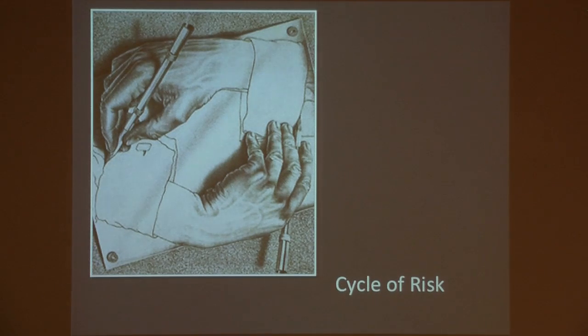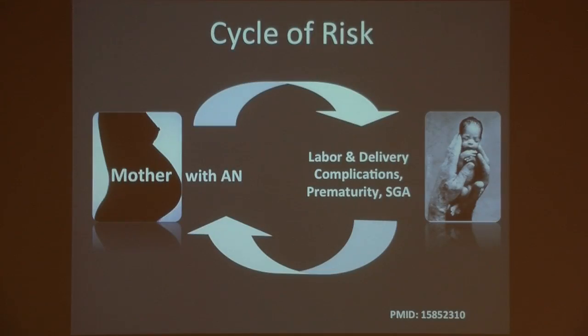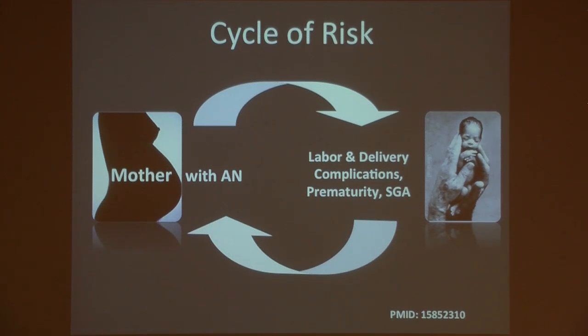In the meantime, what I'll introduce you to and walk you through is the cycle of risk paradigm that we've developed to illustrate how eating disorders travel across generations and through families. And this cycle of risk, again, was born in Sweden. And what we were looking at is that mothers with anorexia nervosa are more likely to experience labor and delivery complications and have children who are premature and small for gestational age. But we also know that prematurity and being small for gestational age are risk factors for the later development of anorexia nervosa. So we saw one mechanism whereby this might be perpetuated across generations.